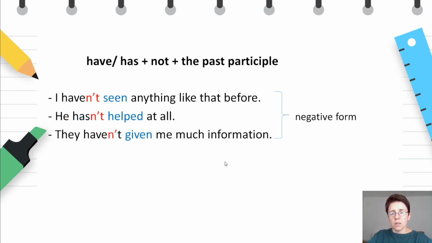We make the negative forms by adding not to have or has plus the past participle of the main verb. This form, again, can be contracted. For example, I haven't seen anything like that before. He hasn't helped at all. They haven't given me much information.